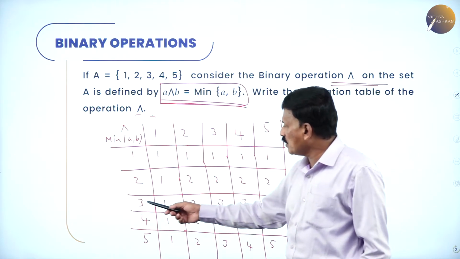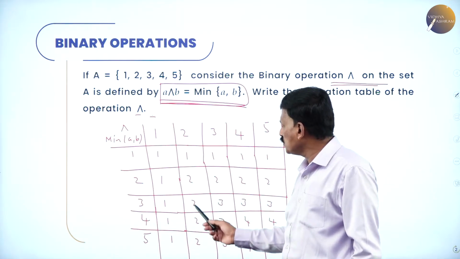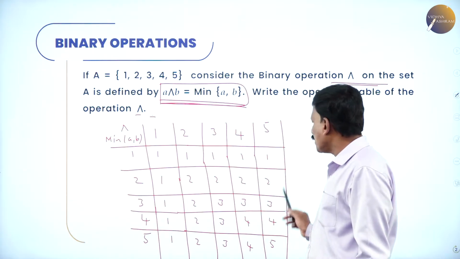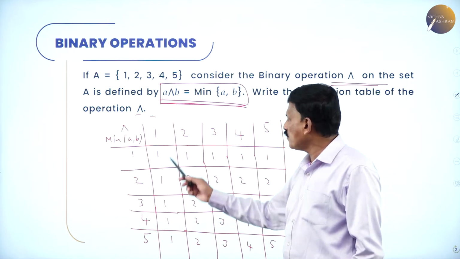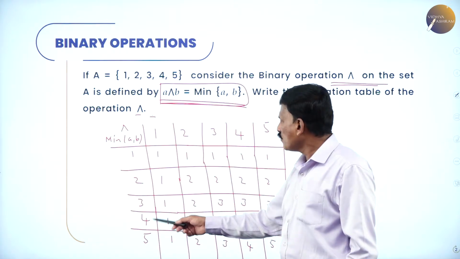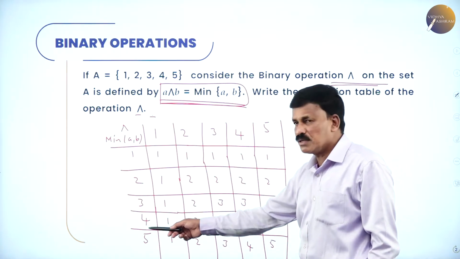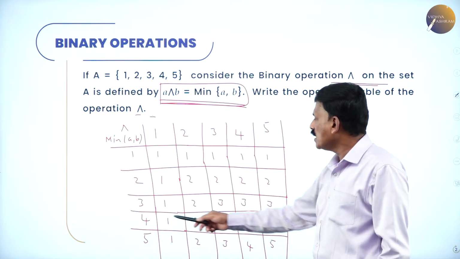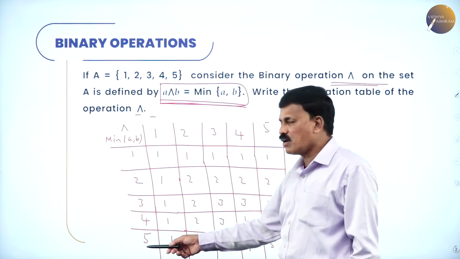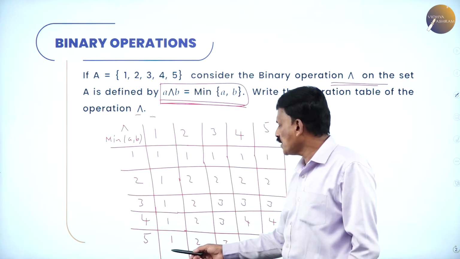The minimum value of 3 and 1 is 1. 3 and 2 is 2. 3 and 3 is 3. 3 and 4 is 3. And 3 and 5 is 3. The minimum value of 4 and 1 is 1. Minimum value of 4 and 2 is 2. 4 and 3 is equal to 3. Minimum value of 4 and 4 is 4. And the minimum value of 4 and 5 is 4. Similarly, for the last row, the minimum value of 5 and 1 is 1.